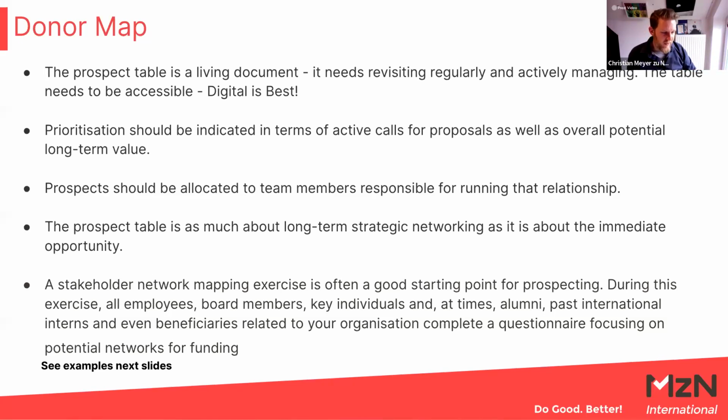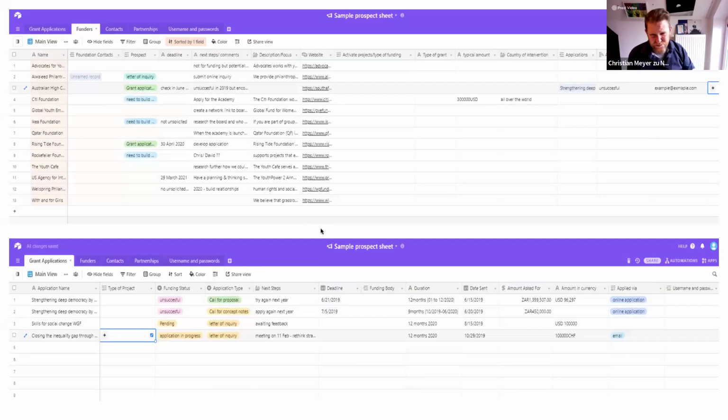I'll show you finally a few examples. Here are two that we've built some time ago. I hope you can see this. This is a simple prospect sheet with the foundations here at the left-hand side, some contacts, a defined stage and date, as well as a column for next steps and focus, and then the contact details, as well as potentially the funding here. We can also go into the grant applications themselves.